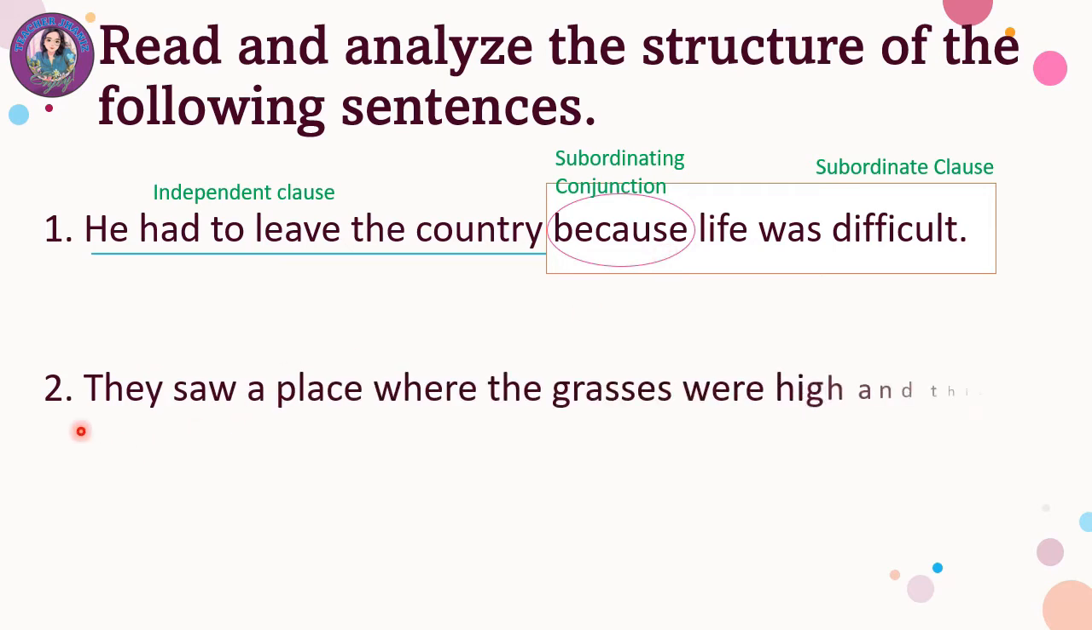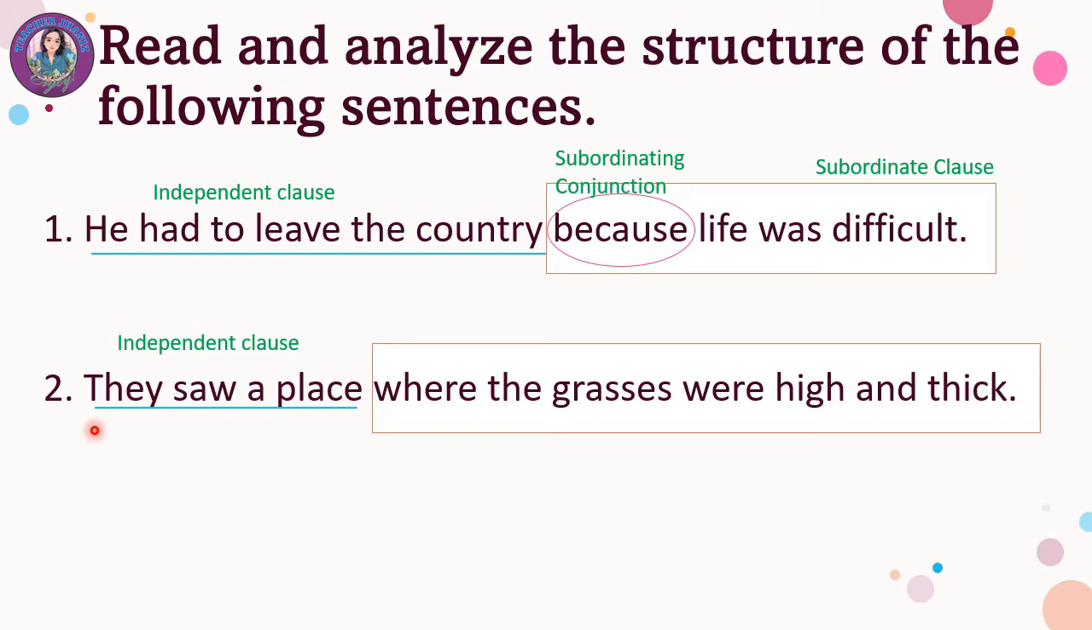Number 2. They saw a place where the grasses were high and thick. Let's find where the independent clause is in the sentence. Yes, they saw a place. This is an independent clause. Where the grasses were high and thick. This is a subordinate clause. It starts with the subordinating conjunction where.